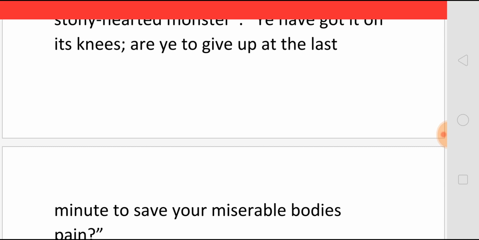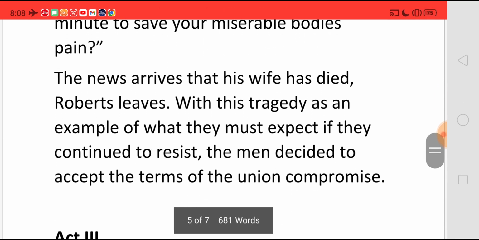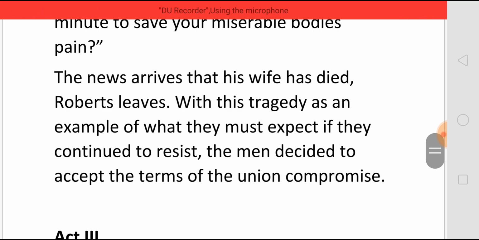So he says, I know all of you are suffering, but now we are at the time when all the board members are about to give in to all our demands, and in this time, if you are going to withdraw your demands, you will lose everything. And since he is a very strong speaker, the workers are moved by his speech.